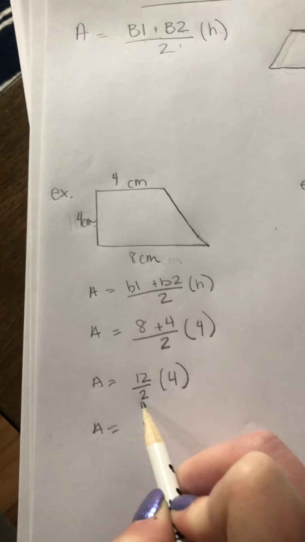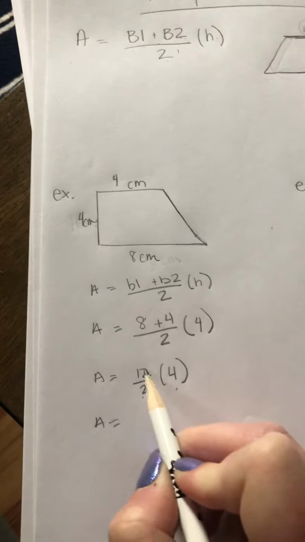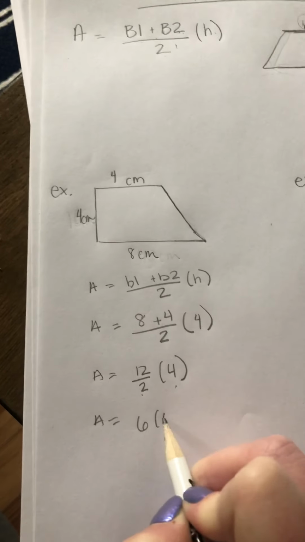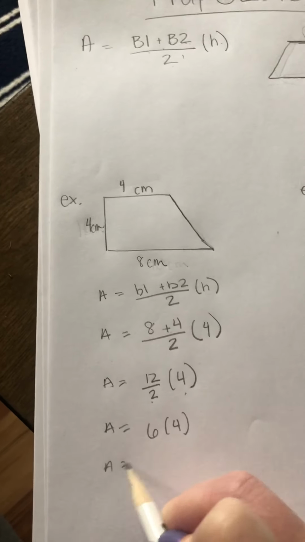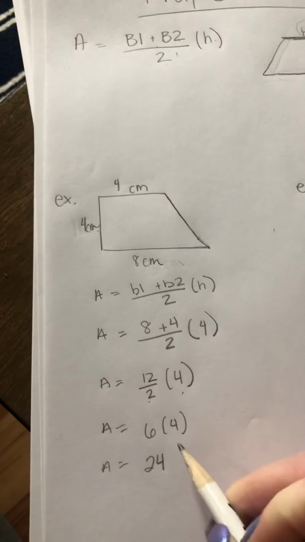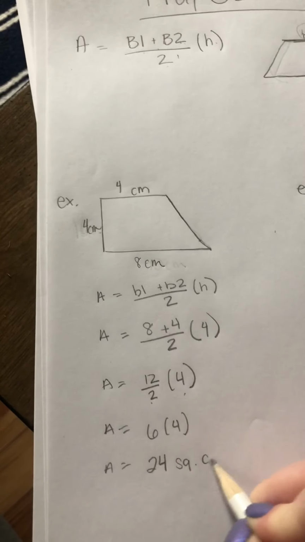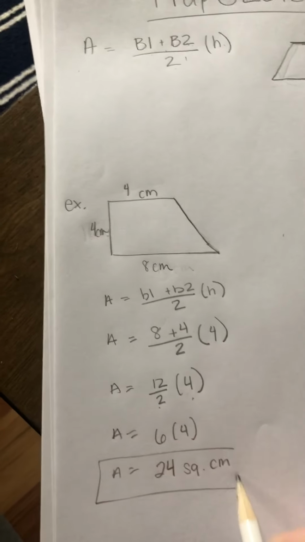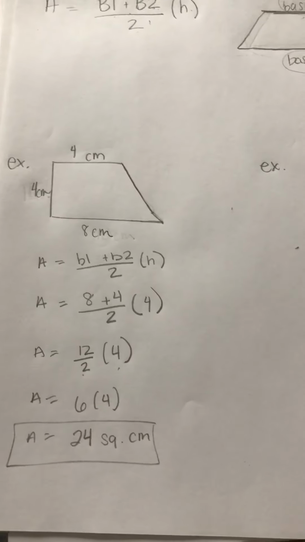Remember PEMDAS, division before multiplication. 12 divided by 2 is 6. And then 6 times 4 is 24. So my trapezoid is 24 square centimeters. Next one. This is a trapezoid too.